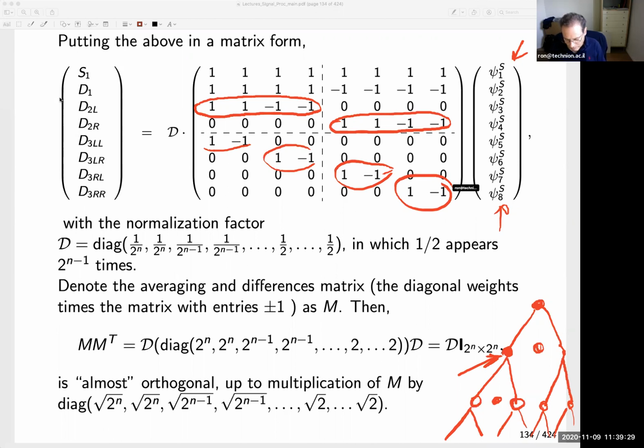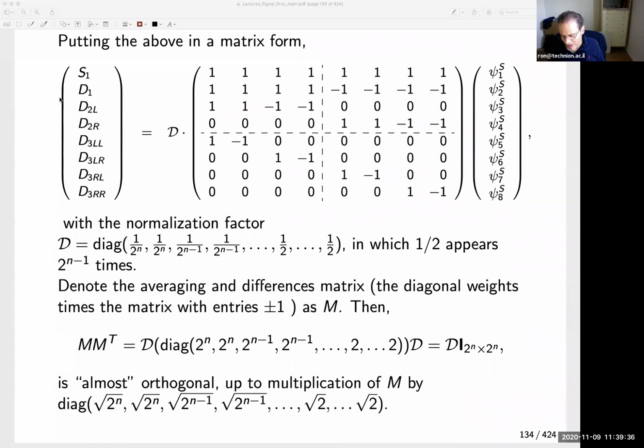Okay? And obviously, if this is my basis, it needs to be normalized. So the normalization of these two guys should be 1 over 2 to the power of n. You just have to sum the number of ones that you have here, and this would be the normalization, etc., etc. Okay, and the last one has only 2 coefficients, so it should be normalized by 1 over 2.